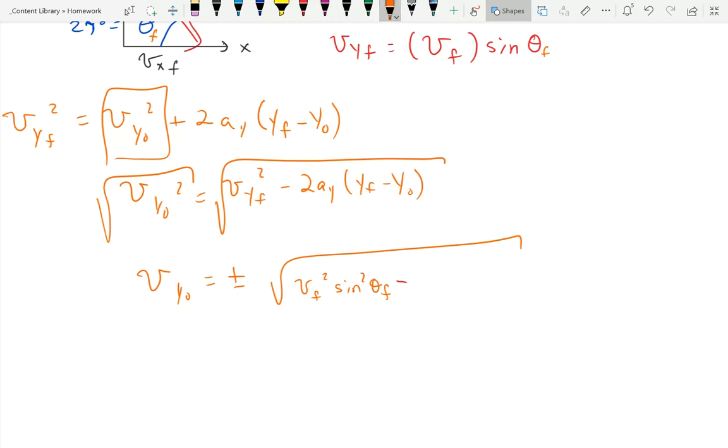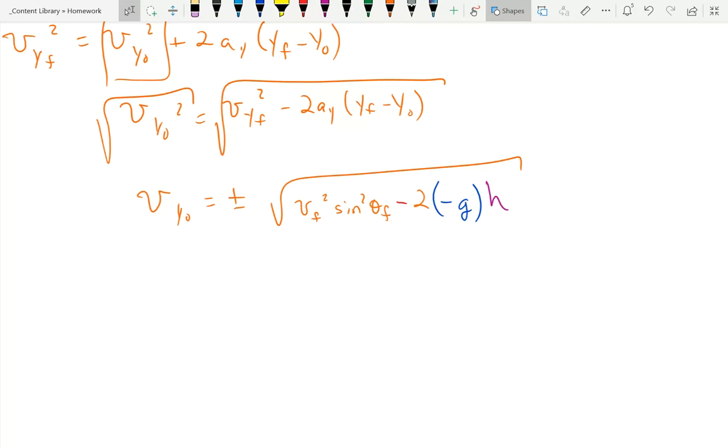Okay, I changed colors too soon. Minus 2 minus g. And then y final minus y initial is h. That's the symbol they gave us, going with what David wanted to use all along. And so there's an equation. Now notice it has a plus and a minus.